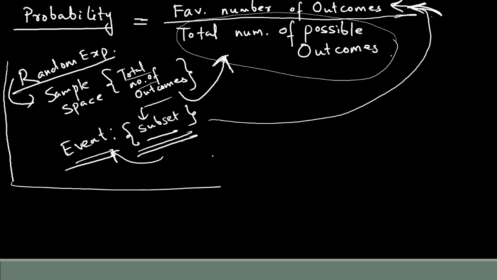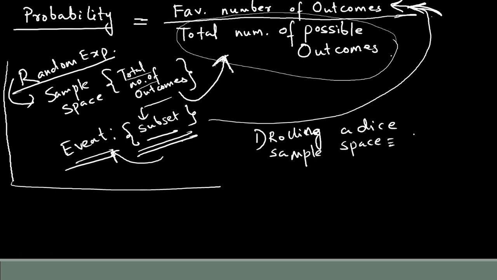Let me give you a quick example. Let's take the same example which I discussed, rolling a dice. Rolling a dice is a random experiment. The sample space for rolling a dice is 1, 2, 3, 4, 5, 6. This is the total number of outcomes, which is the definition of the sample space.